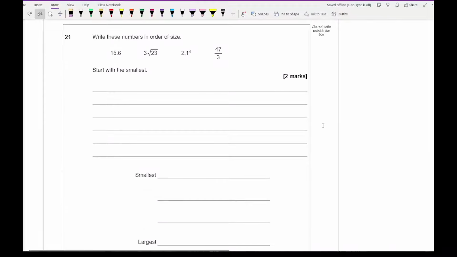Then looking at question 21, it says write these numbers in order of size. And again, it's just about estimating. So 2.1 to the power of 4 is roughly 2 to the power of 4, which is roughly 16. Then 47 over 3, well, that's roughly 48 over 3. So just think about the closest number that goes into 3, and that is going to be 16, but let's just quickly do it. So that's roughly 16, but that's going to be less than 16, whereas this is going to be more than 16.